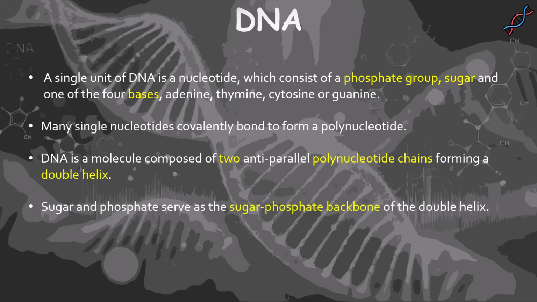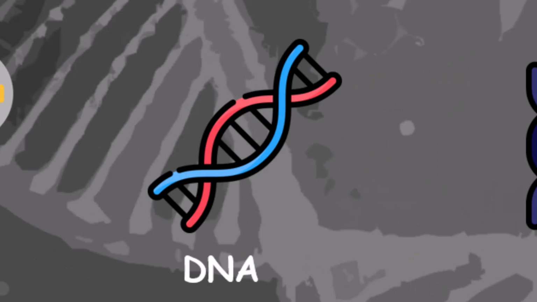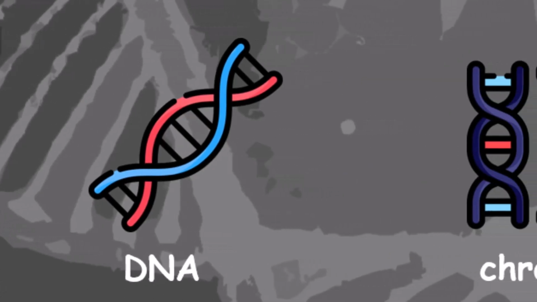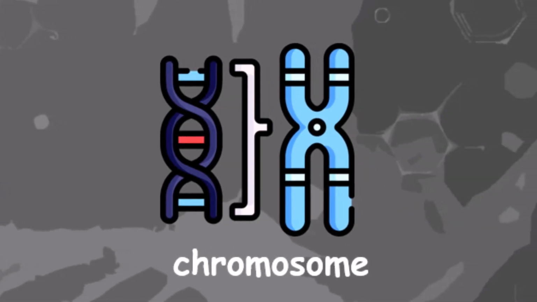Sugar and phosphate serve as the sugar-phosphate backbone of the double helix. The bases of the 2 complementary polynucleotide strands are bonded by hydrogen bonds, with adenine complementary to thymine and cytosine complementary to guanine. In body cells, these DNA molecules coil around protein molecules, eventually forming chromosomes.